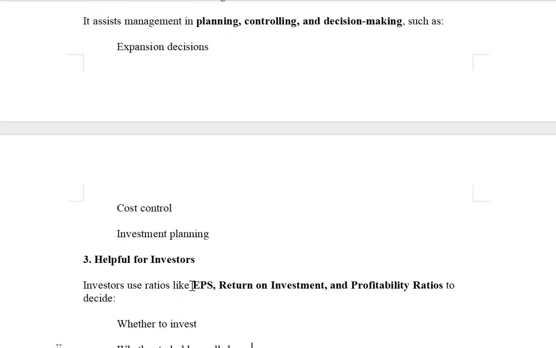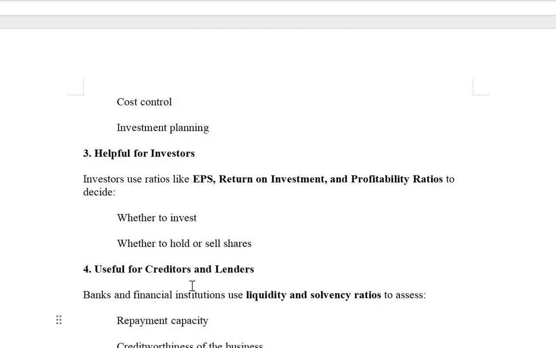The next one, it is helpful to the investor. Investors use the ratios in order to know about the earnings per share, what is the profit from the investment, and we can also calculate the various profit ratios such as gross profit ratio, net profit ratio, and operating profit ratio. All this we can find out with the help of ratio analysis.